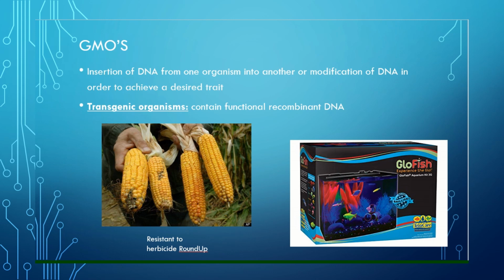And then transgenic organisms, they contain functional recombinant DNA. So here in this picture, we've got corn that's resistant to the herbicide Roundup, and on the right we have glowfish. So fish that have had their DNA modified so that they glow.